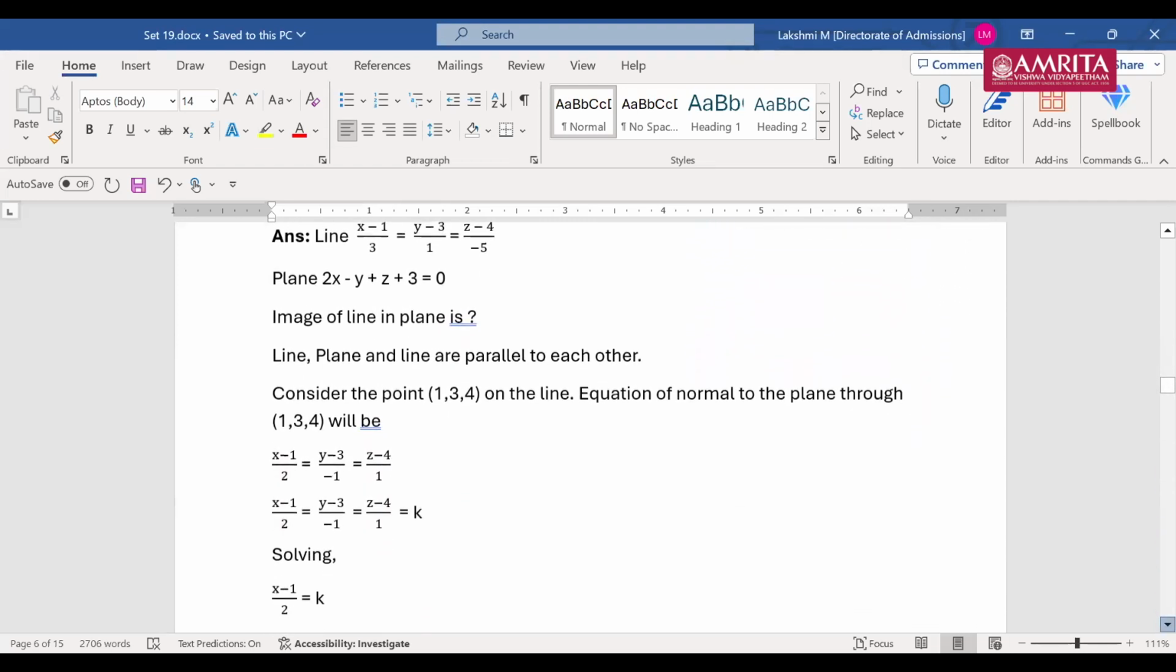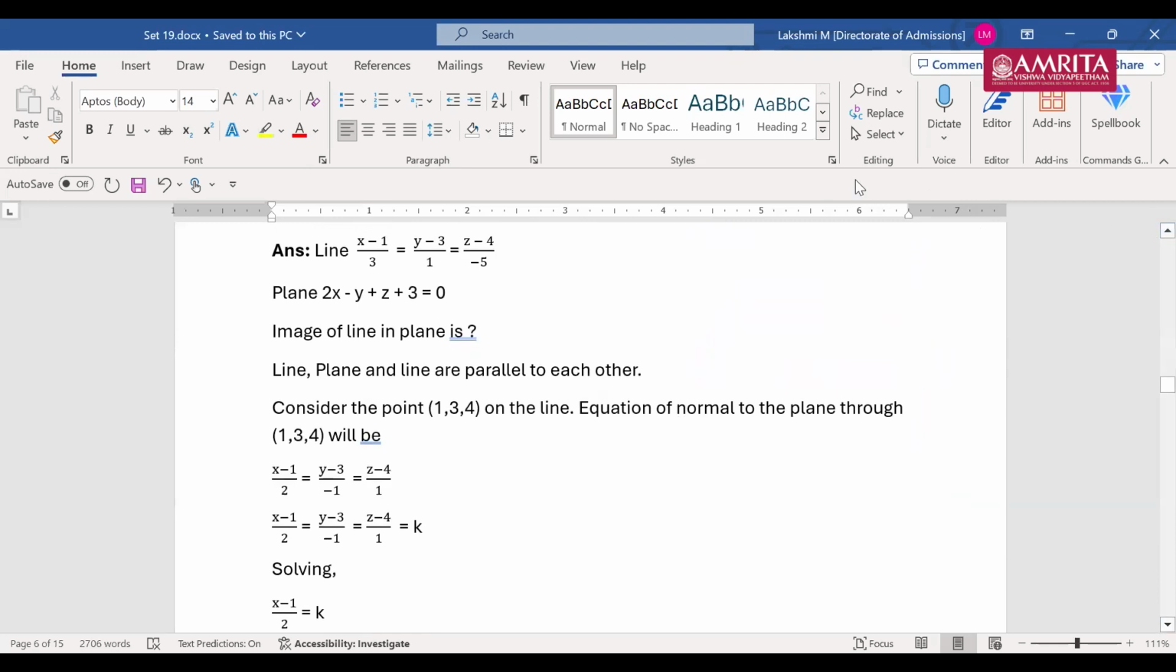Okay. So when these questions come, you have to think what is there available for you. You have a line, you have a plane. An image of that line and plane is what you have to find. So there is a line, there is a plane, there is a line or the image of the line. So all of them are parallel to each other. So initially from where I'll start with is, I'll just take a point on the line, 1, 3, and 4.